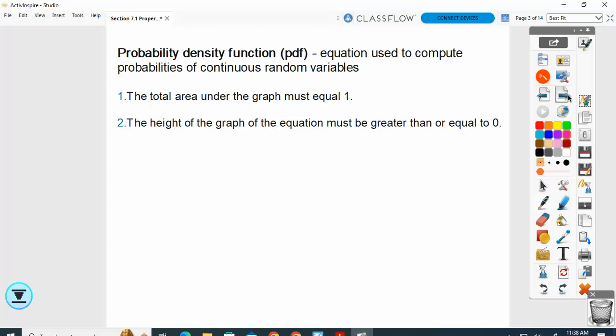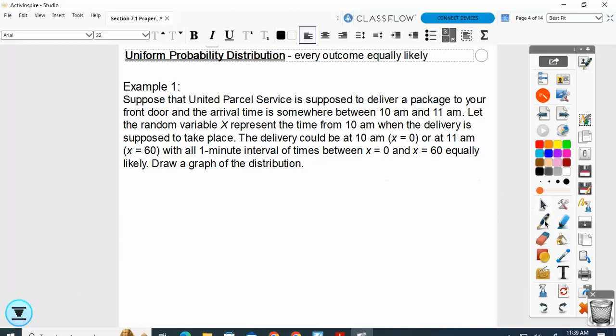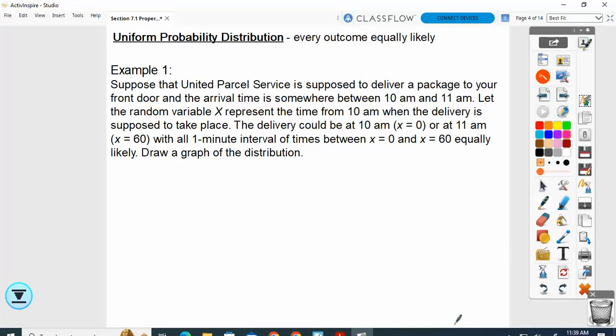We are going to just touch on the uniform distribution first. Not one we see very often, but it is possible. So in a uniform distribution, each outcome is equally likely. So for example, United Parcel Service is supposed to deliver a package to your front door, and the arrival time is somewhere between 10 a.m. and 11 a.m. Let X represent the time from 10 a.m. when the delivery is supposed to take place. So X equals 0 would be at 10, 10:01 would be when X is 1, 10:02 would be when X is 2, so X is the number of minutes past 10 o'clock.